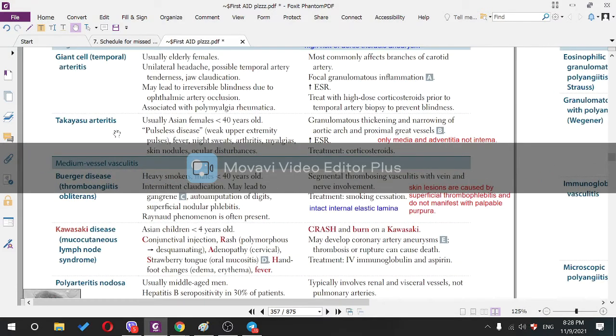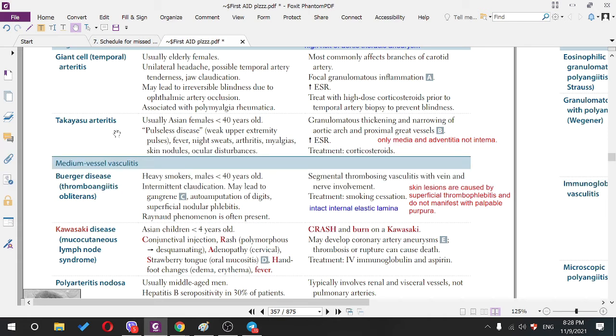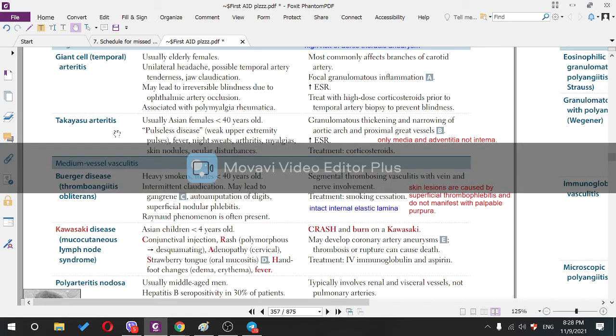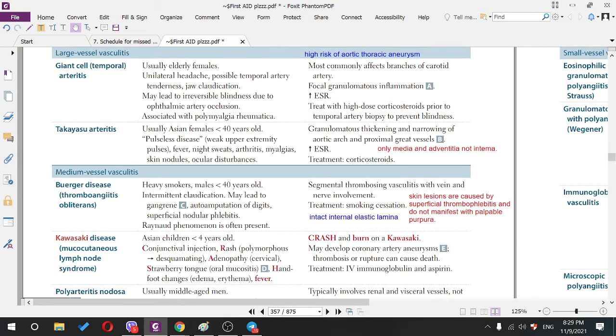Weak upper extremity pulse. They can have fever, night sweats, arteritis, myalgia, skin nodules, and ocular disturbance. The most important for you from all of these are the following: the pulselessness, being Asian, and the type of inflammation inside. You must know that it is also a granulomatous thickening and narrowing of the aortic arch. It's granulomatous. So far we have two of them that are granulomatous, giant cell and Takayasu.